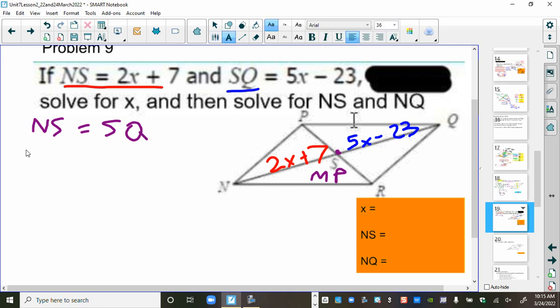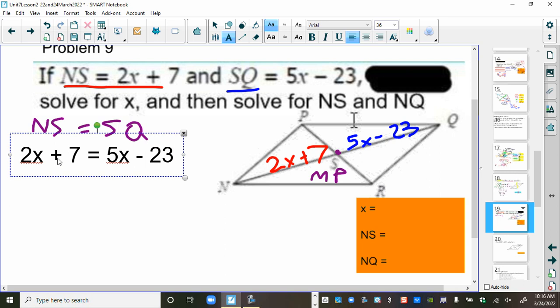Yes. Let's do it. So here's your setup. 2x plus 7.